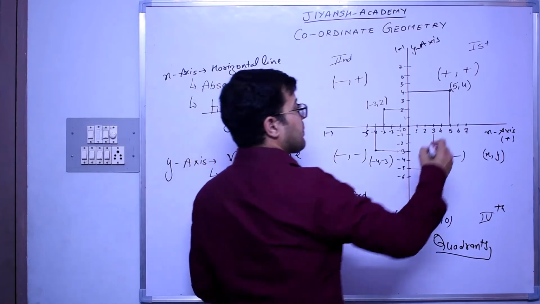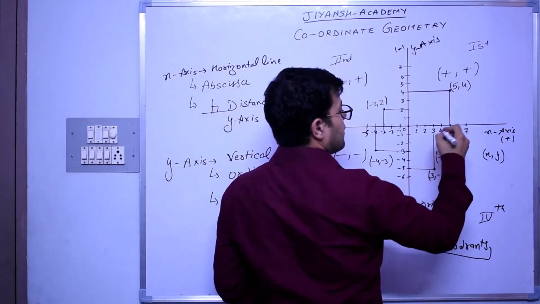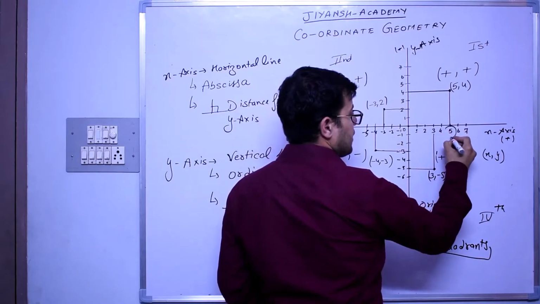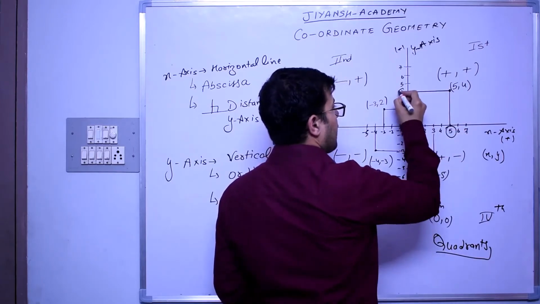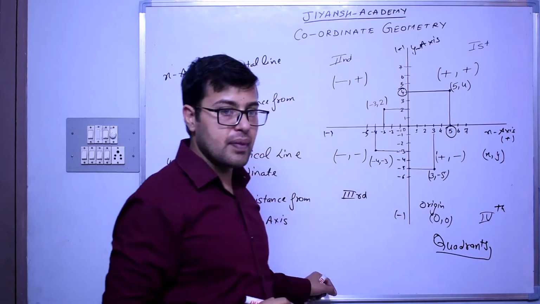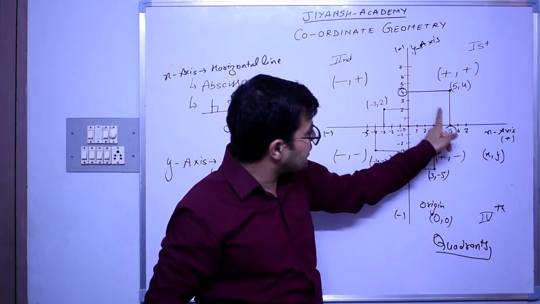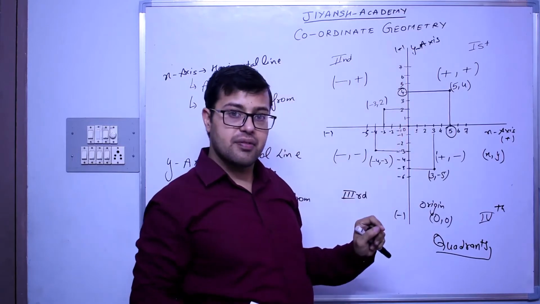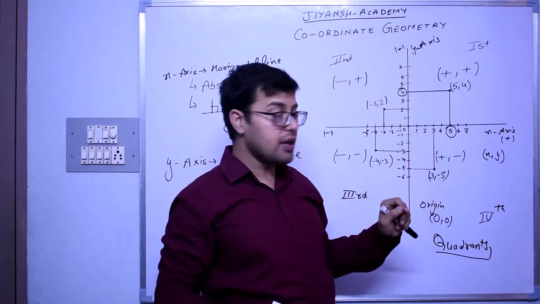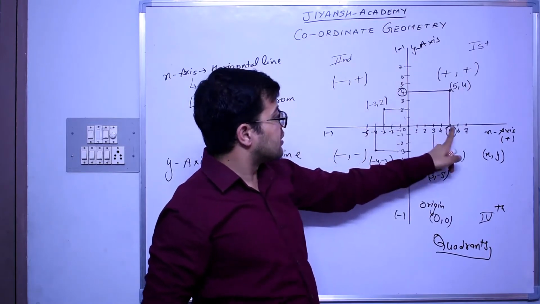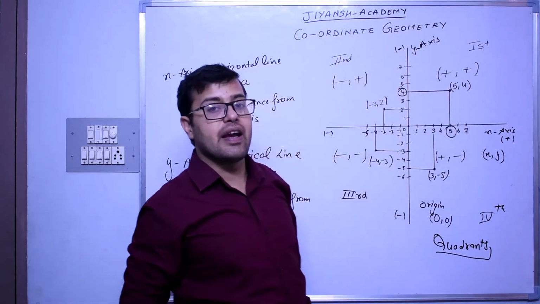Let's see that if this is a coordinate, it is written as 5, 4. It means the abscissa is 5 and the ordinate is 4. Now what is 5? 5 is the perpendicular distance from the y-axis, hence it is known as the abscissa, and y, that is the ordinate, that is the 4, is the perpendicular distance from the x-axis.